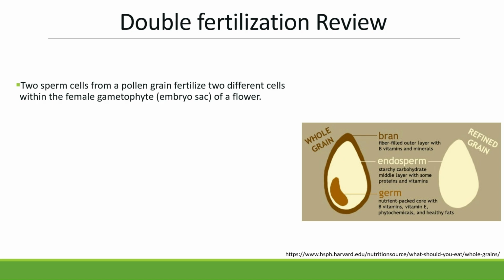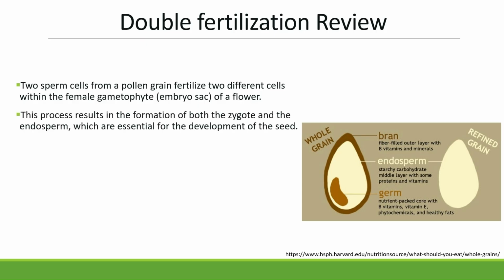Hopefully that video was a great visualization of what double fertilization is. To summarize the key points of this process, 2 sperm cells from a single pollen grain fertilize 2 different cells within the female gametophyte. One sperm fertilizes the egg to form the diploid zygote. That becomes the embryo. The other sperm fertilizes the central cell to form the triploid endosperm that provides nutrition.